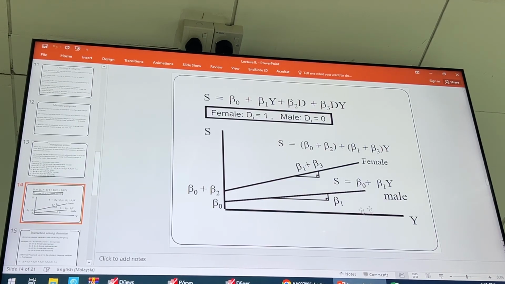You can see, if we include the interaction term as well, then we allow the two groups to have not only different intercepts, but different slopes as well.